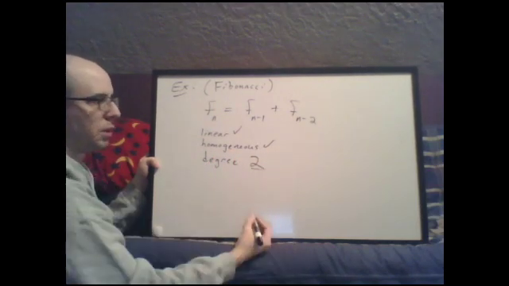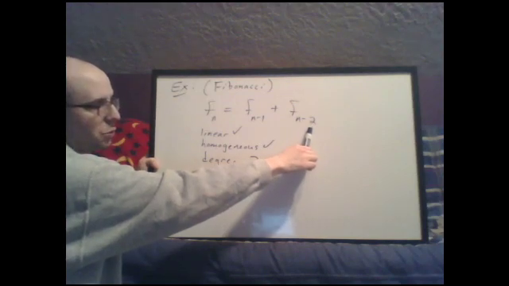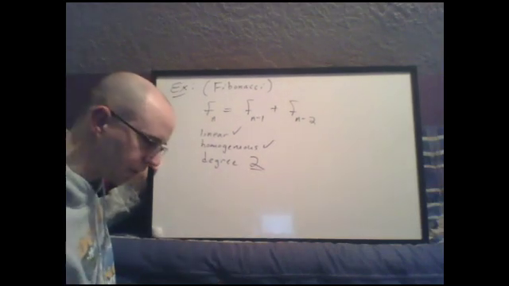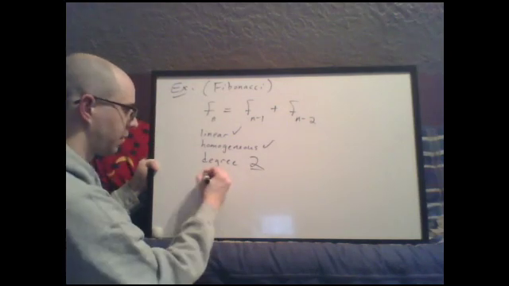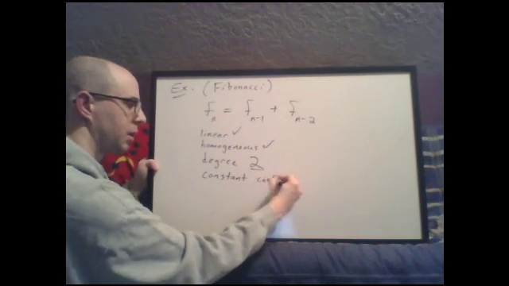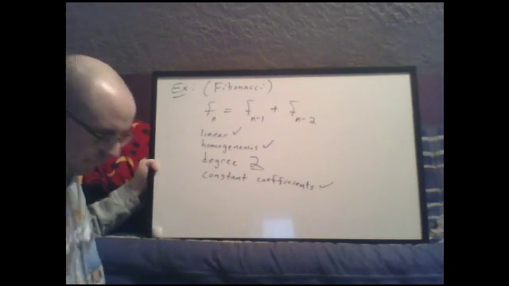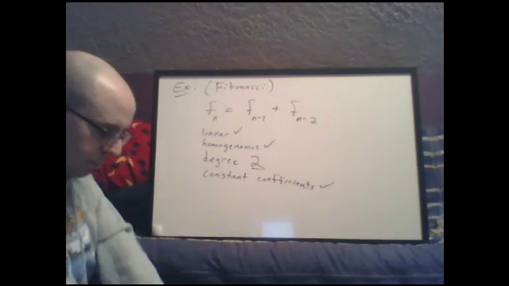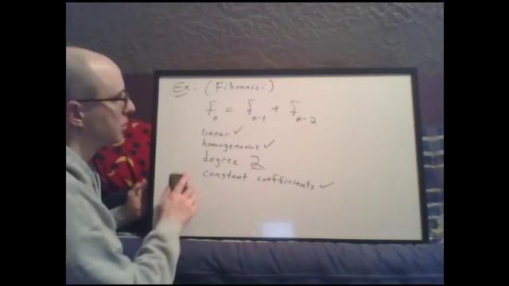Its degree is 2 because we used 2 terms earlier. So we go back 2 steps to see what we have. It's just degree 2. It's got constant coefficients because each of these f's has coefficient 1. Okay, so that one is an example of one of these things. Let's do one that's not all of them.